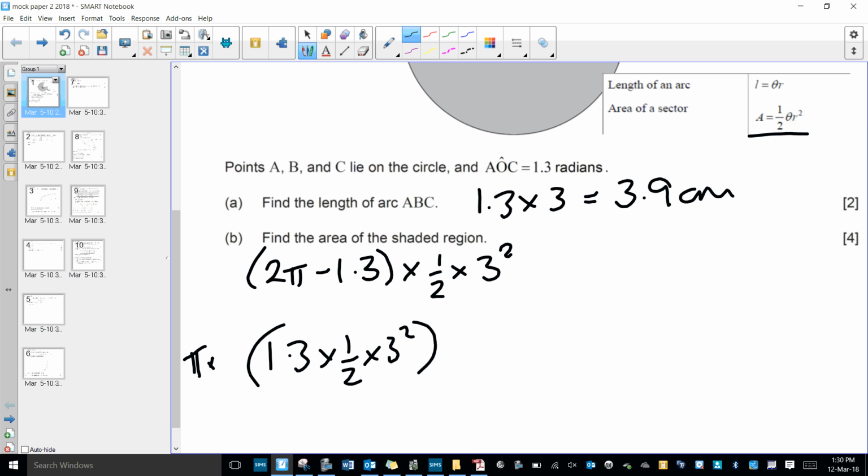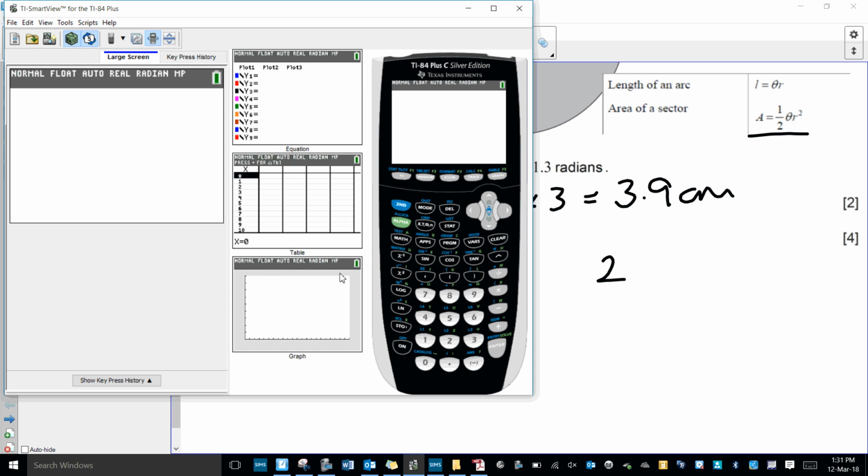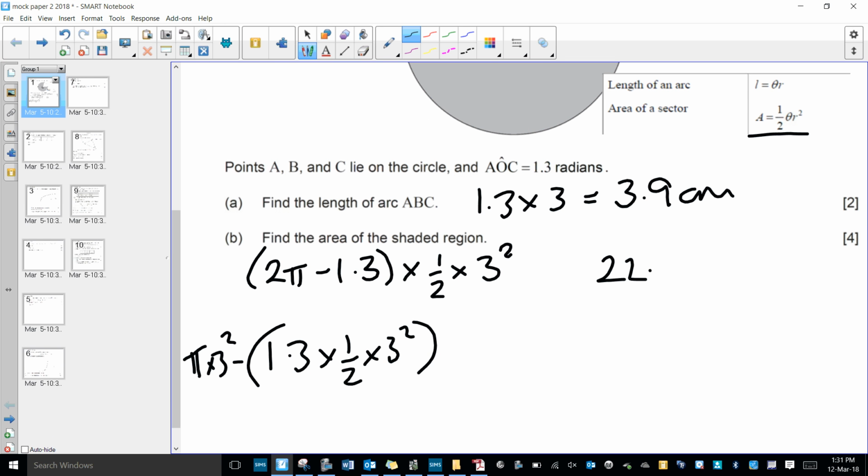So either way, you get the value of, I'm not going to do it on the calculator, you know how to do that. So that's, maybe I should show you. So 2 pi minus 1.3 equals, and we're multiplying that by 1/2 multiplied by 3 squared. So it's 22.424. So to 3 sig fig, it's 22.4 centimeters squared because it's an area.